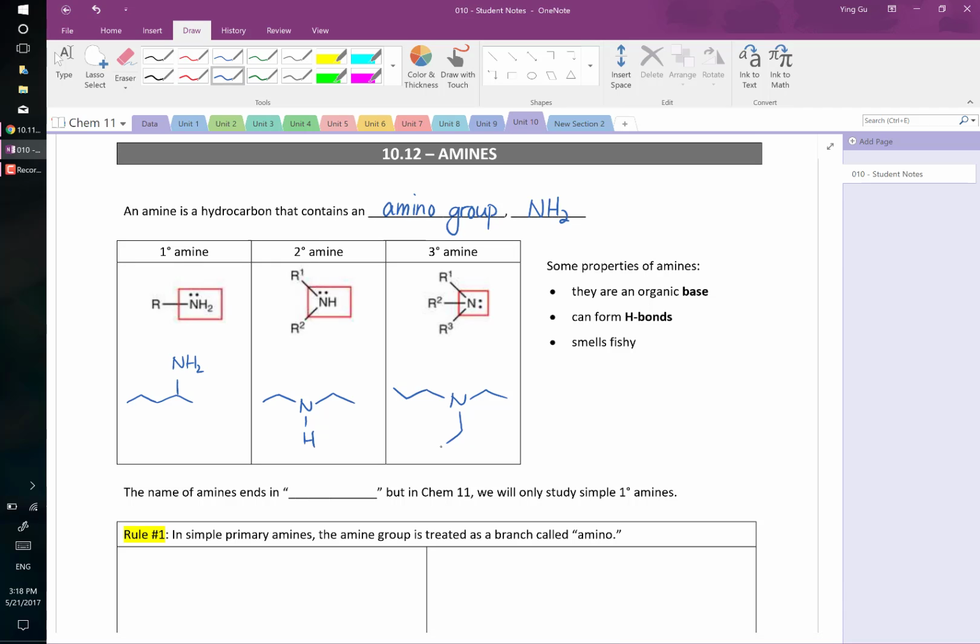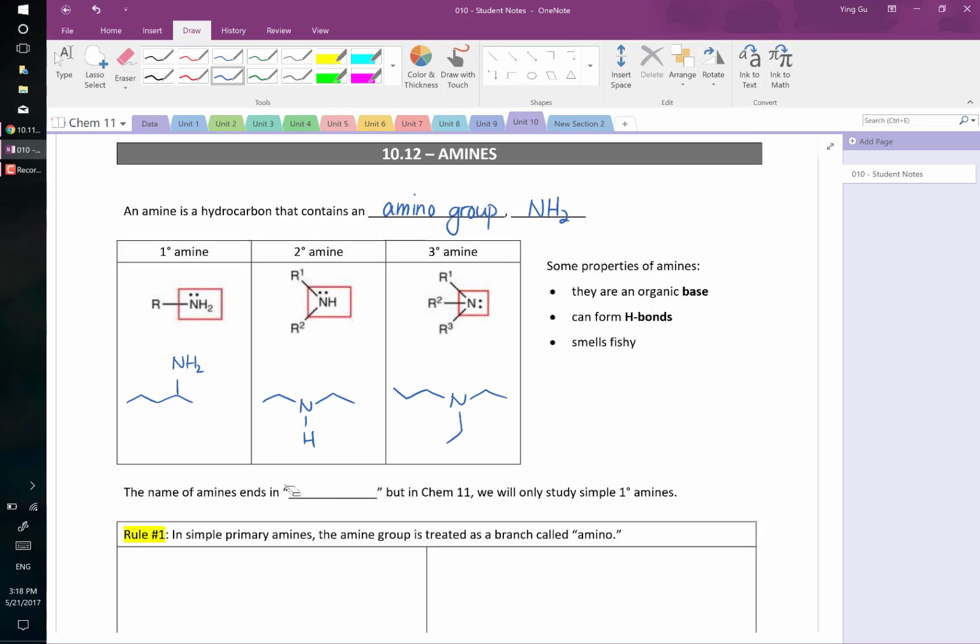Amines act as an organic base, which means they have base-like properties. They can also form H bonds when they are set up like a primary or secondary, because an H atom is connected to the N, which is very electronegative in comparison. Amines also smell fishy, like the stuff that smells terrible in your urine. Those things have an amine group.